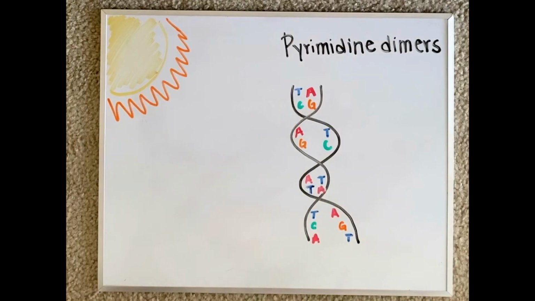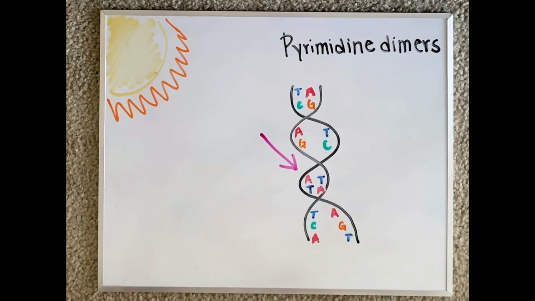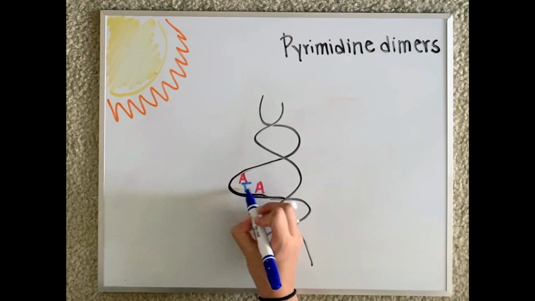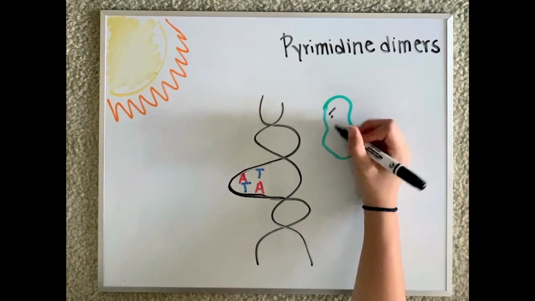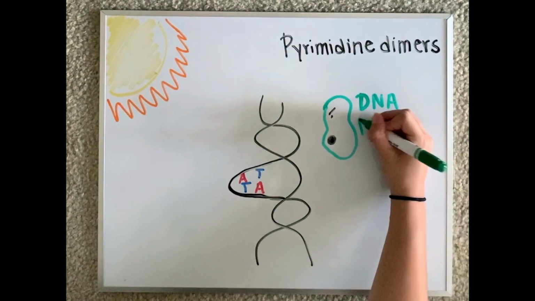Now let's go over damage. One of the biggest causes of DNA damage is the formation of pyrimidine dimers. This occurs from UV light from the sun. When the UV light hits the DNA strand, it causes the pyrimidine bases in the DNA to bond to each other. This formation prevents essential machinery from binding to the DNA. One of these proteins is the DNA polymerase, which is essential for replication.